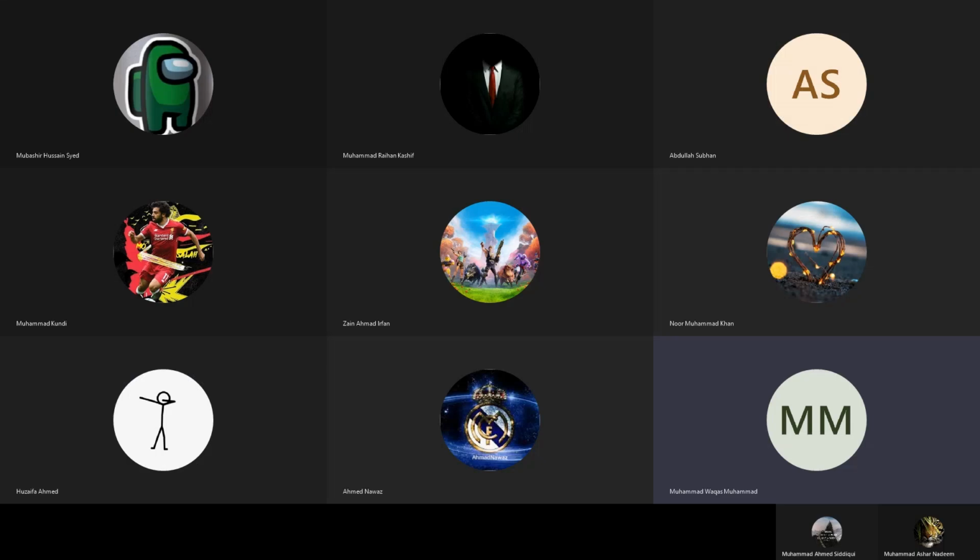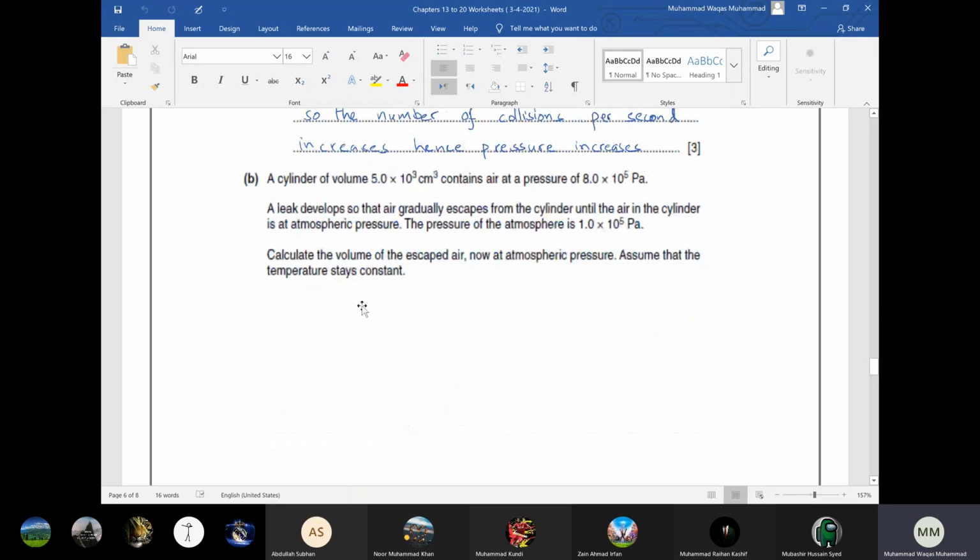We did part A, right? Now we have to do part B. Part B is, beta: a cylinder of volume 5.0 times 10 to the power 3 cubic centimeter contains air at a pressure of 8.0 times 10 to the power 5 Pascal.